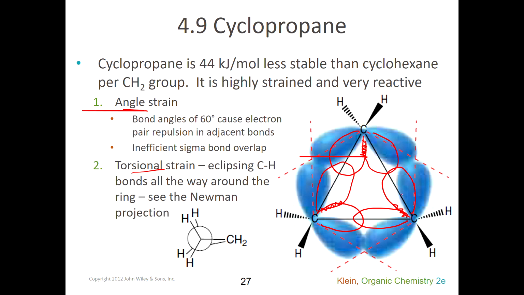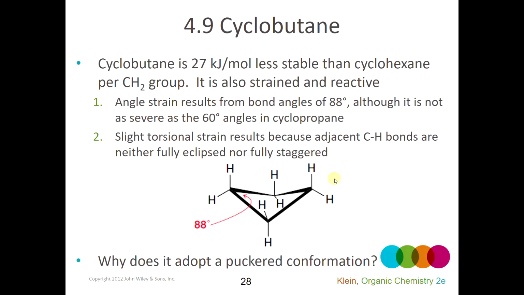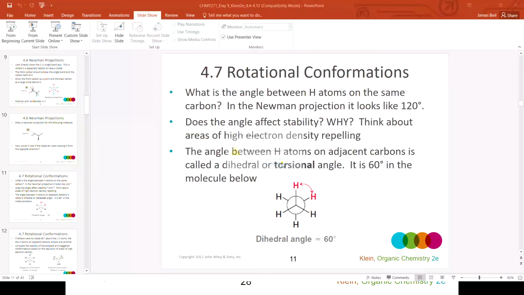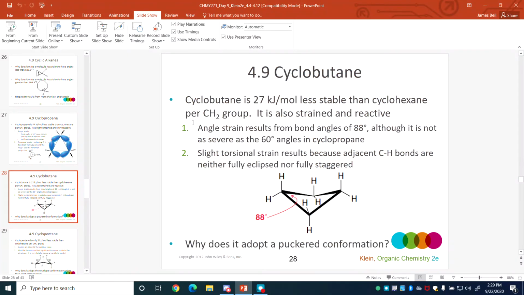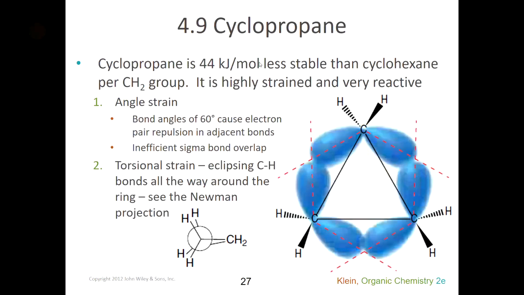That creates a lot of repulsion. So these sigma bonds are actually very weak, because instead of the sigma bonds facing head on like they really should, what you really end up with are these bowed out sigma bonds.